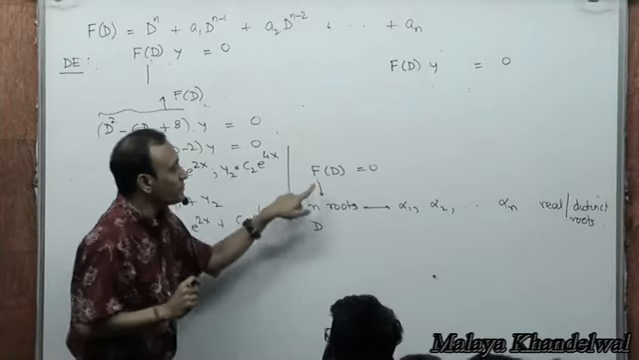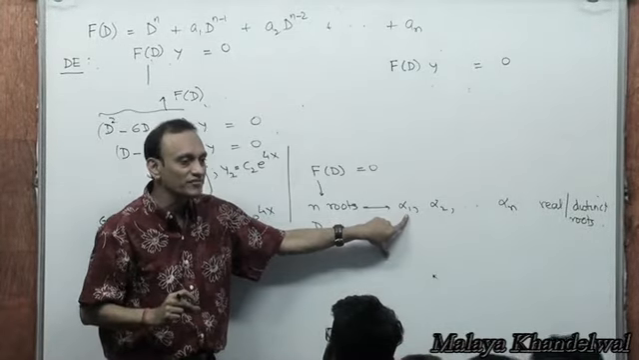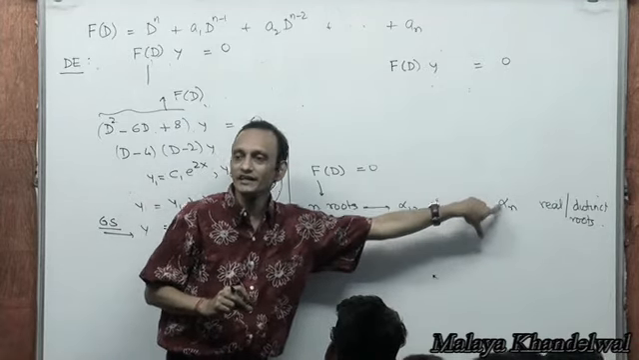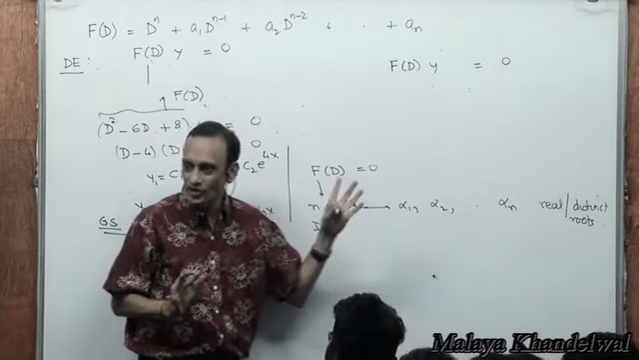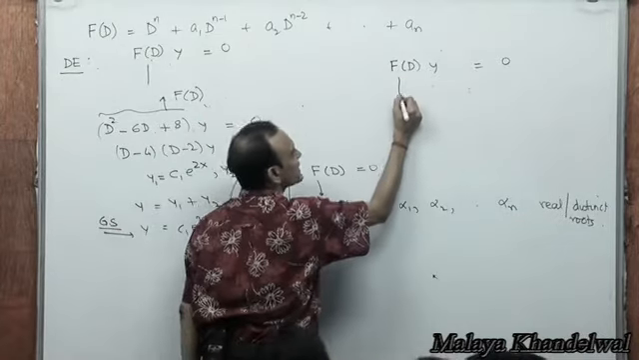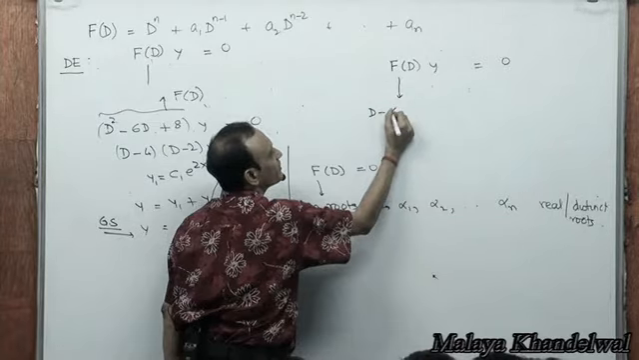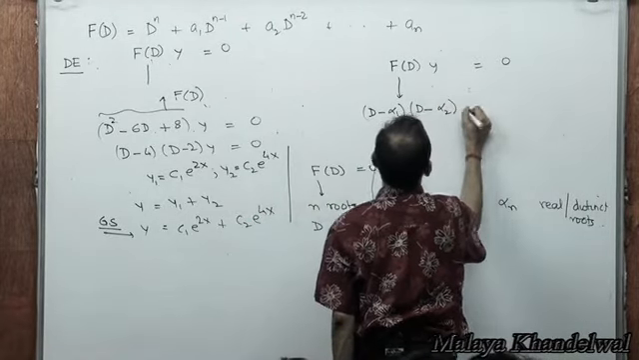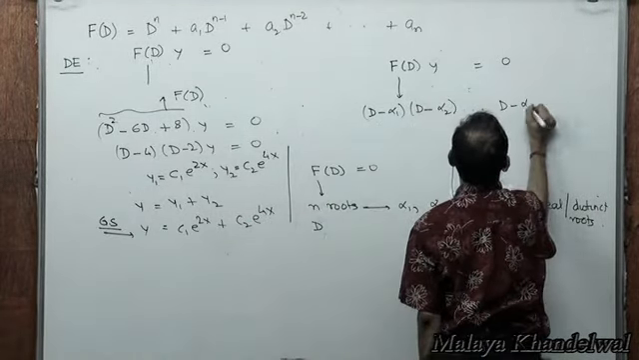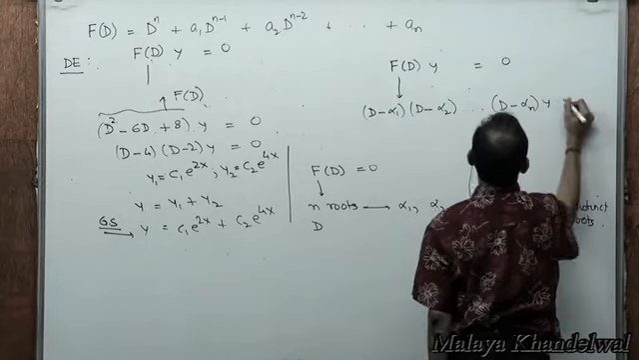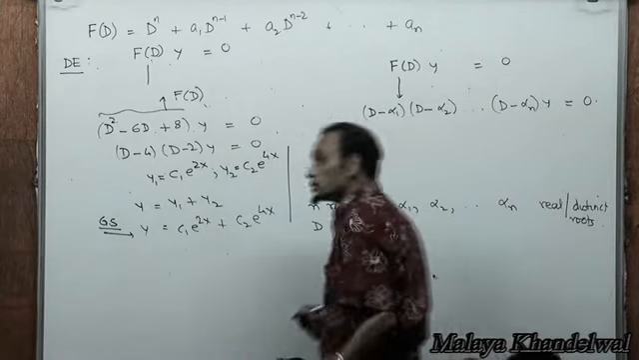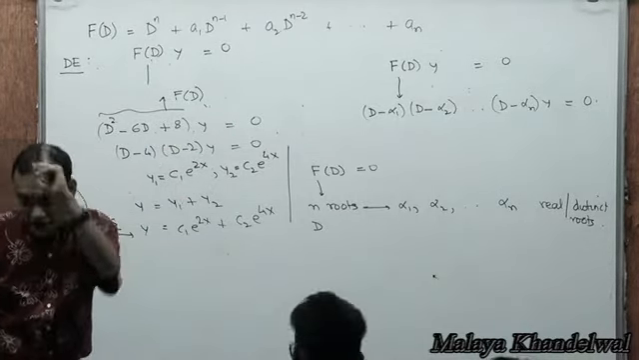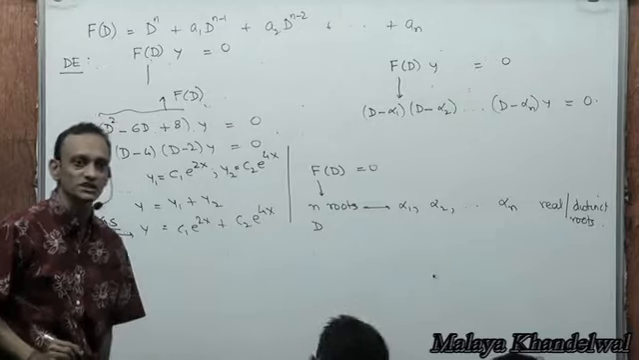Which means F(D) can be factorized as (D minus alpha 1) into (D minus alpha 2) into (D minus alpha 3) up to (D minus alpha n). Yes or no? So F(D) factorized as (D minus alpha 1)(D minus alpha 2)...(D minus alpha n) acting on y is 0, where I am looking at a case where alpha 1, alpha 2, alpha n are all real and distinct.